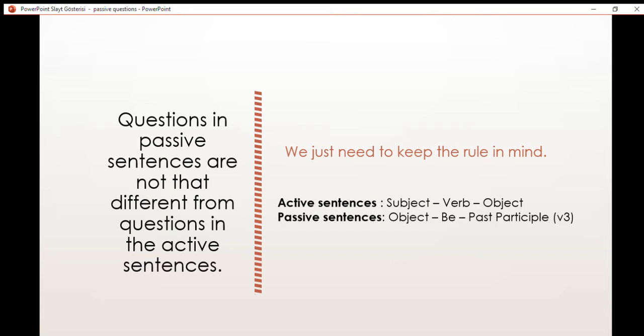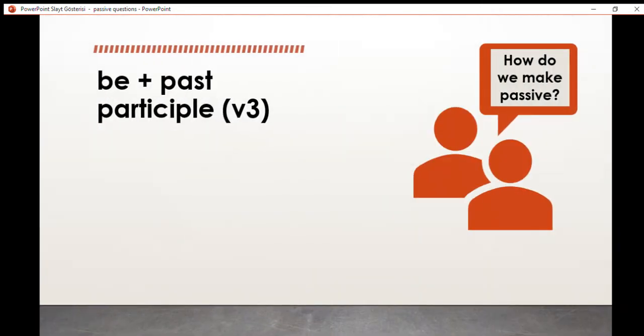And in passive sentences, passive positive or negative sentences, what we do is that we put the object in the beginning, we put the appropriate form of be, and we put the third form of the verb, or, as we say, past participle. Now, this rule may not be very easy to keep in mind, so what we can do is to remember the steps.